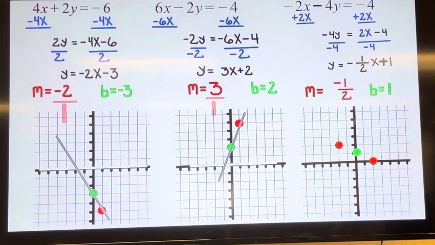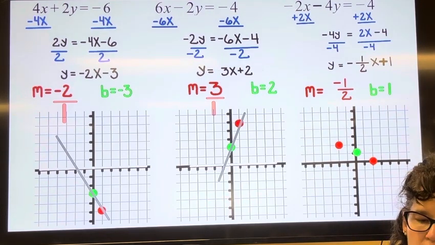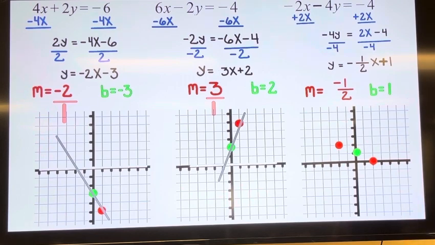It won't matter. But just make sure that if the fraction that you have is negative, that you make the decision to either put the negative with the top or the bottom. Doesn't matter.